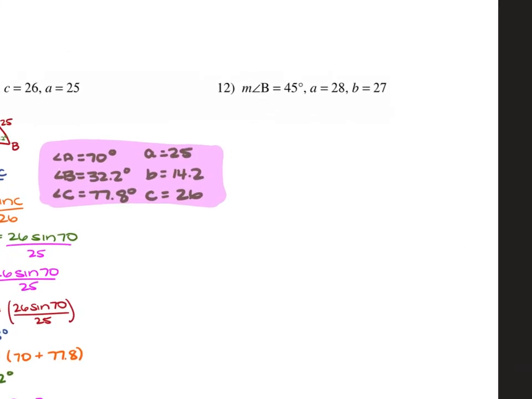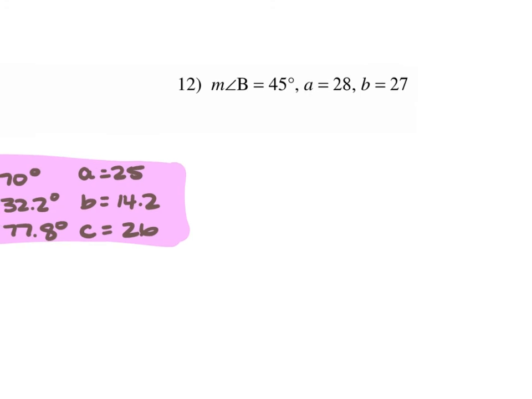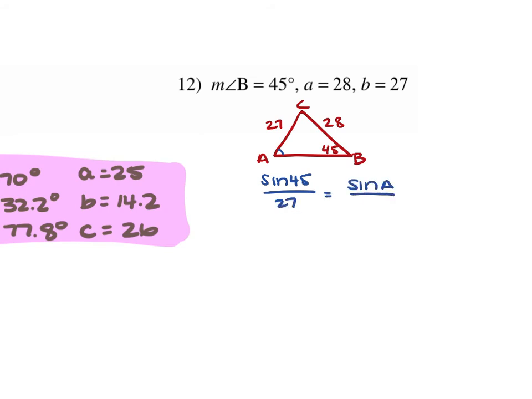For our last example, we're given that angle B is 45 degrees, side length A is 28, and side length B is 27. So I'm going to draw ourselves a triangle, label it A, B, C. We're told angle B is 45 degrees. Side length A is 28 and side length B is 27. So to find angle A, we're going to do sine 45 over 27 is equal to sine A over 28.